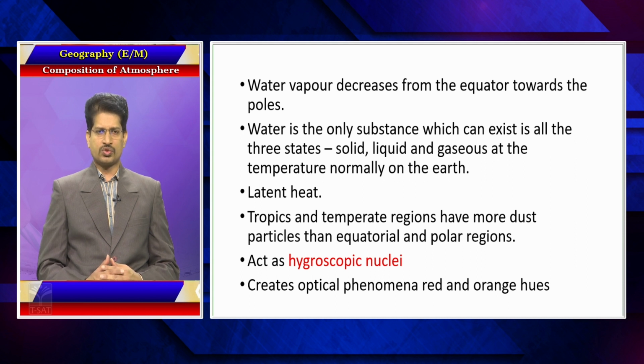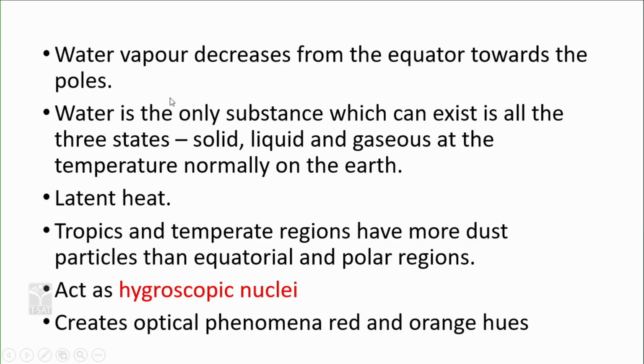So, here in this case, which has been projected to you, the amount of water vapor decreases from the equator towards the poles. So, from the equator towards the poles, the water vapor gradually decreases. The reason behind it is that the amount of temperature available gradually decreases when you move from the equator to the poles. The more the temperature, the more the rate of evaporation.